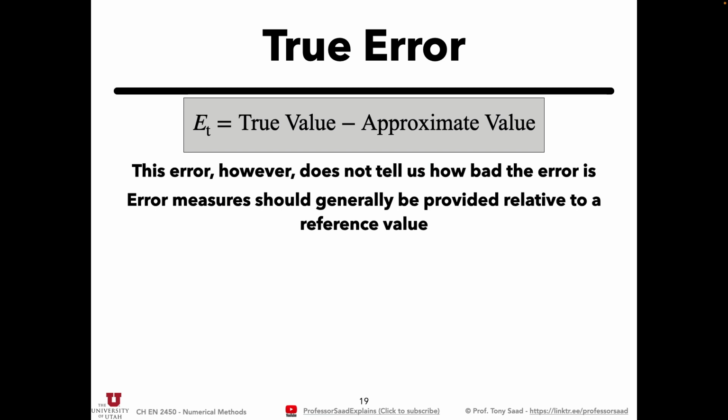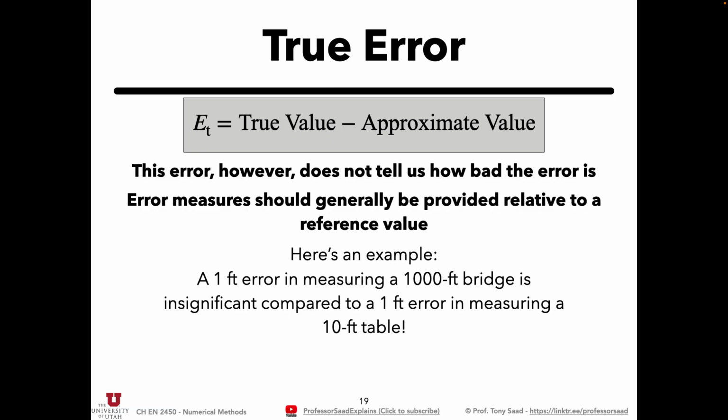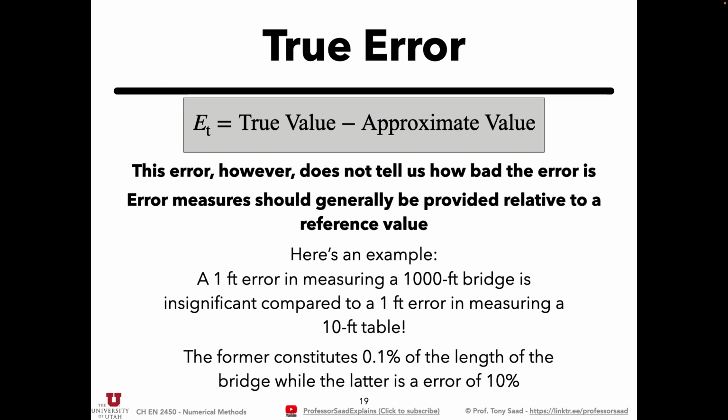That 1-foot error is 1/1,000th of the bridge, right? Whereas the 1-foot error in measuring the 2-foot table is half of that table length, right? It's 50% of it. That's huge. So you see what we did? Once we measured our error relative to the thing we're measuring, we're able to say, this is good or this is bad, right? So that's what we're going to do next, okay? All right. So that's the example.